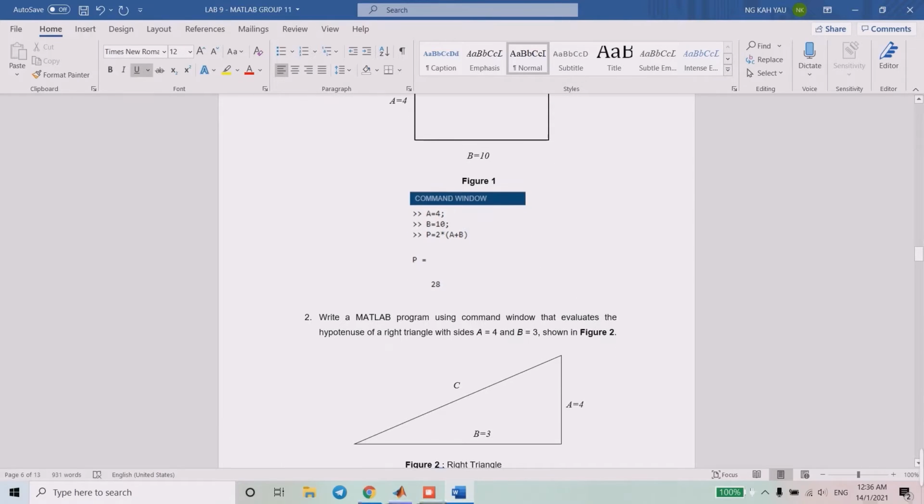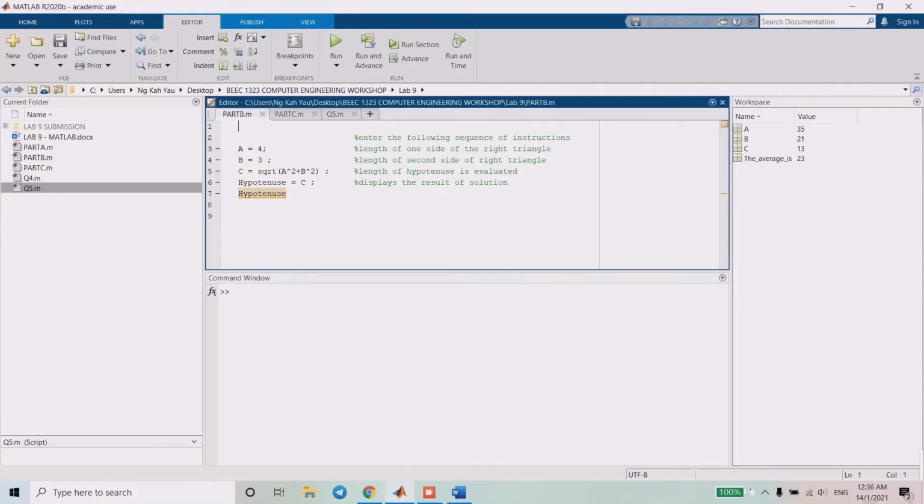Part B: using a MATLAB program in the command window, evaluate the hypotenuse of this triangle C. First we assign 4 to A, the length of one side of the right triangle, and then we assign 3 to B. Then we assign a formula to C, the square root of A squared plus B squared, and assign the value of C to the hypotenuse. So we can get the hypotenuse.